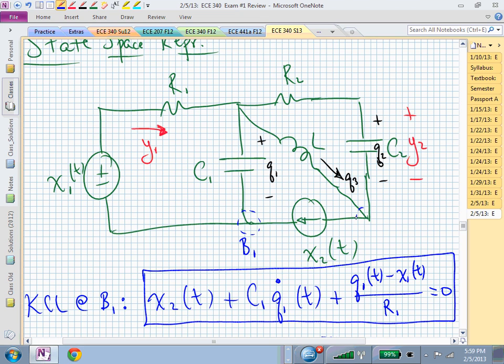We could do something similar over here. At B sub 2, we could write a KCL equation.